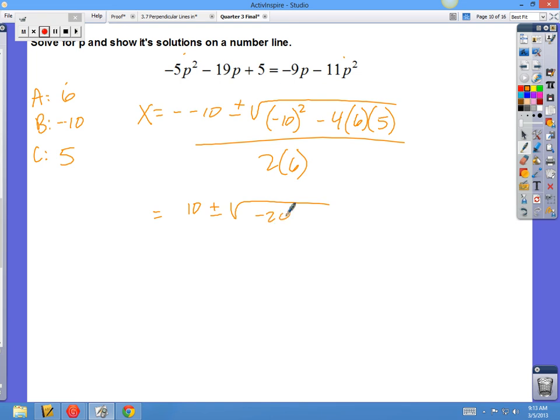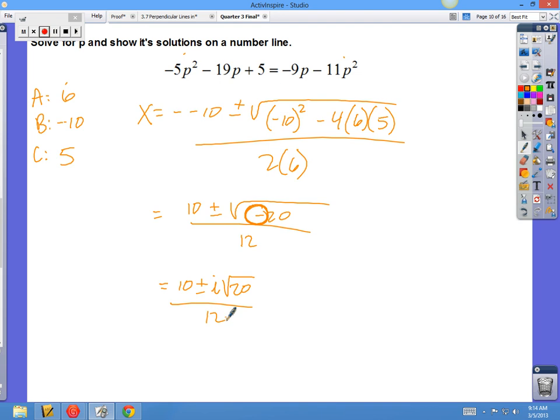And that should give you negative 20. And on bottom, you've got 12. All right. Okay, your eyeballs have to go right here. This is kind of a huge red flag. Anytime you got the square root of a negative, your next move should be this. 10 plus or minus imaginary square root of 20 divided by 12.